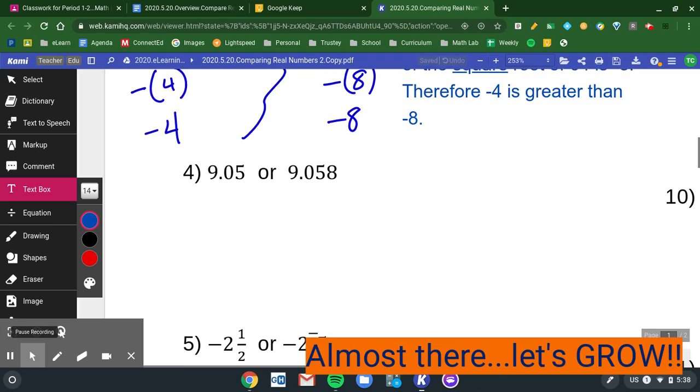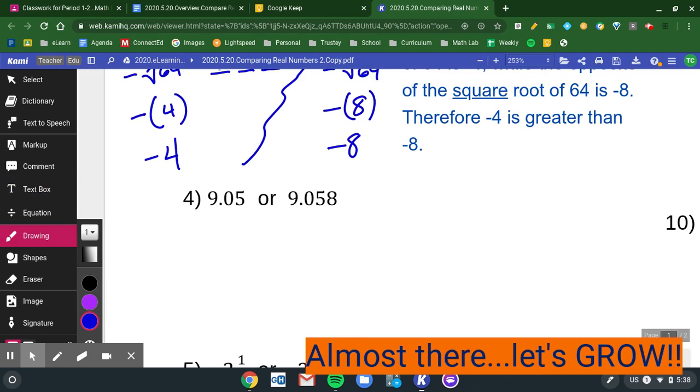In fact, if you want to, you may pause the video and go on and try to do the right-hand side. That would be 7 through 12, I believe. Meanwhile, I'm going to carry on. I'm going to compare 9 and 5/100ths to 9 and 58,000ths.